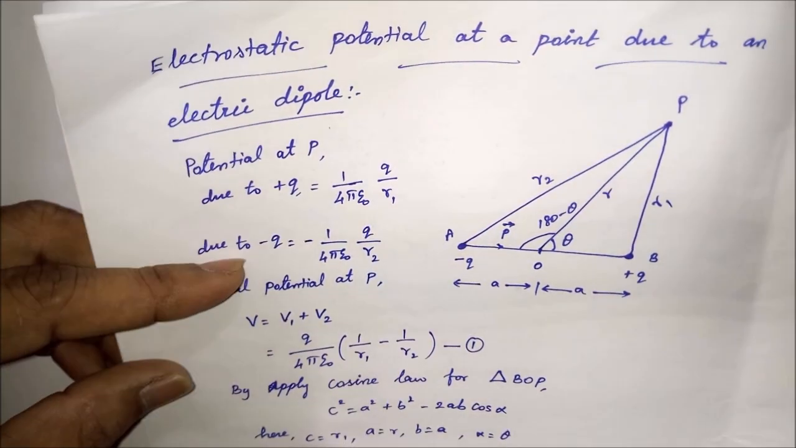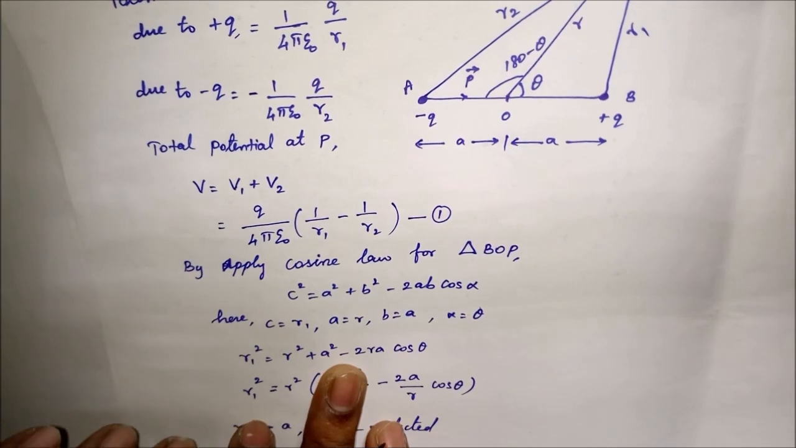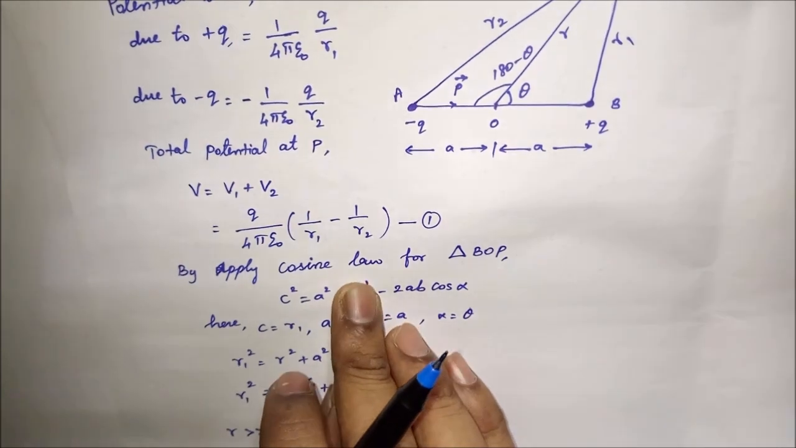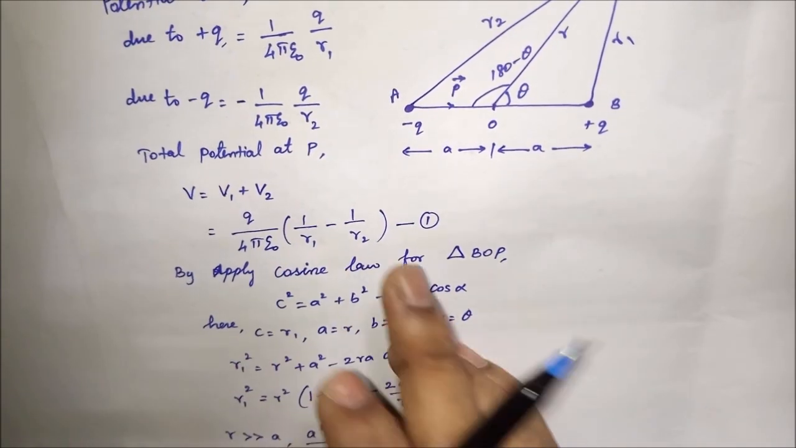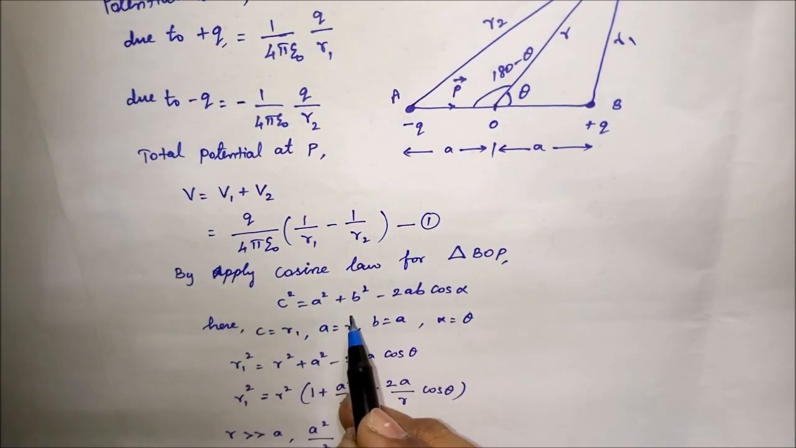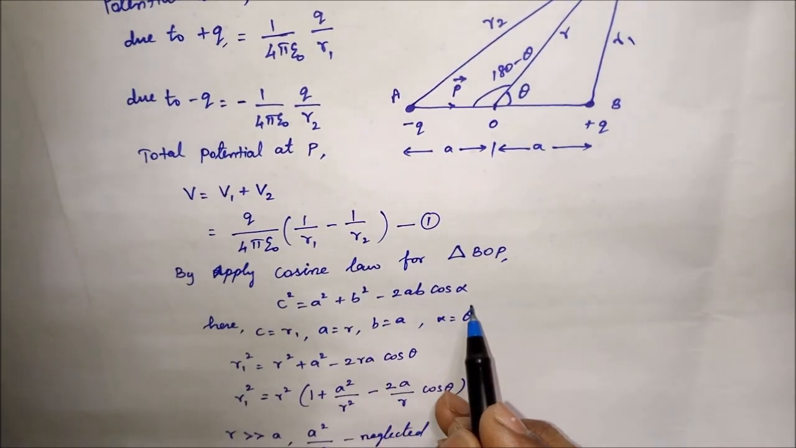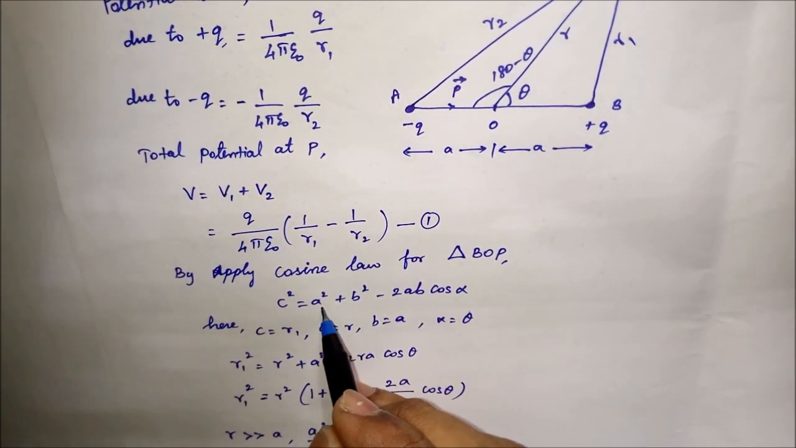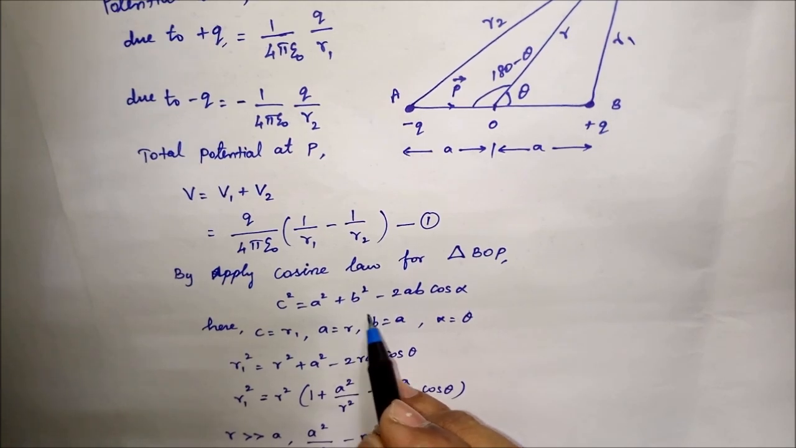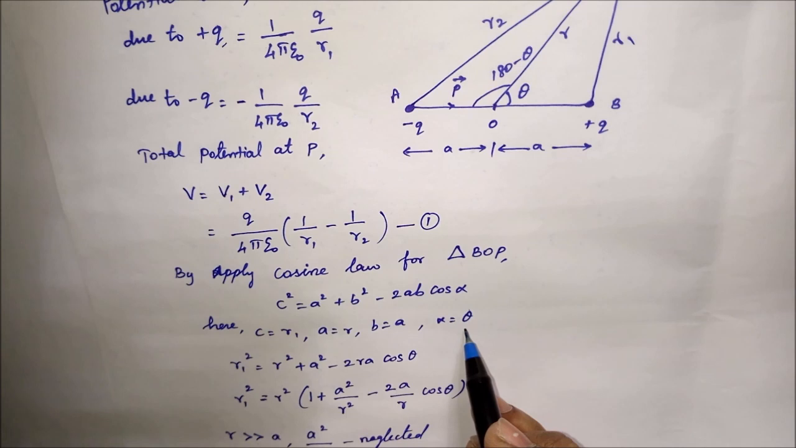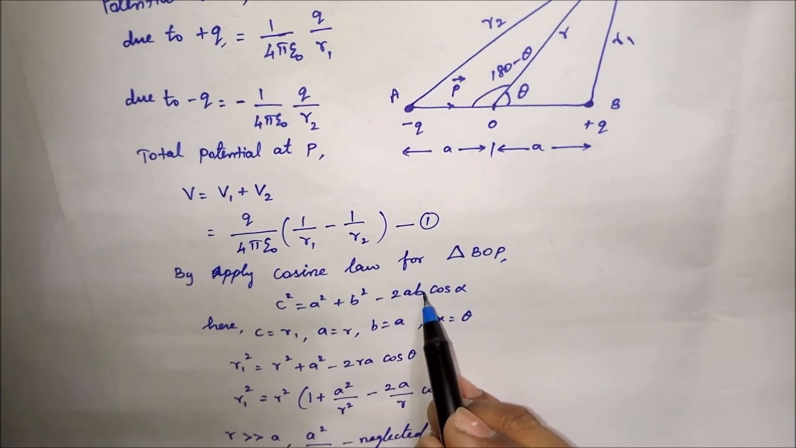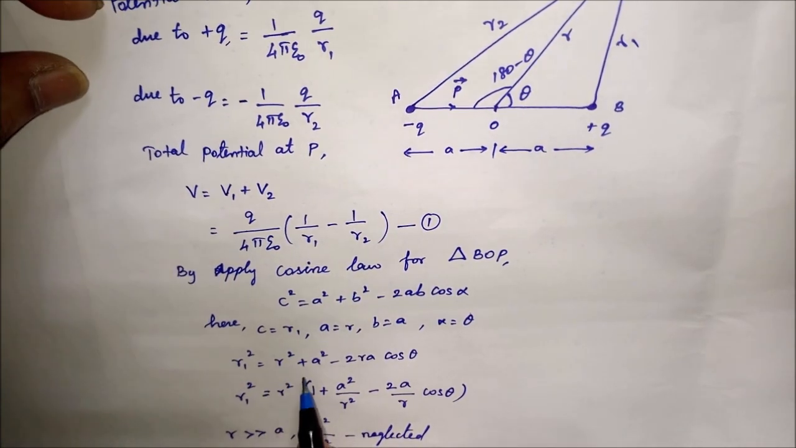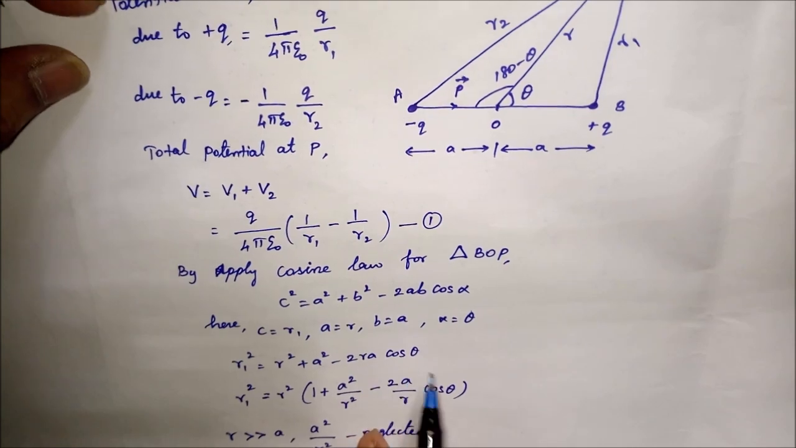By applying the cosine law for triangle BOP, we find the r1 and r2 values. The general form is c squared equals a squared plus b squared minus 2ab cos alpha. Instead of c we substitute r1, instead of a we substitute r, instead of b we substitute a, and instead of alpha we substitute theta. Then the expression is rewritten as r1 squared equals r squared plus a squared minus 2ra cos theta.